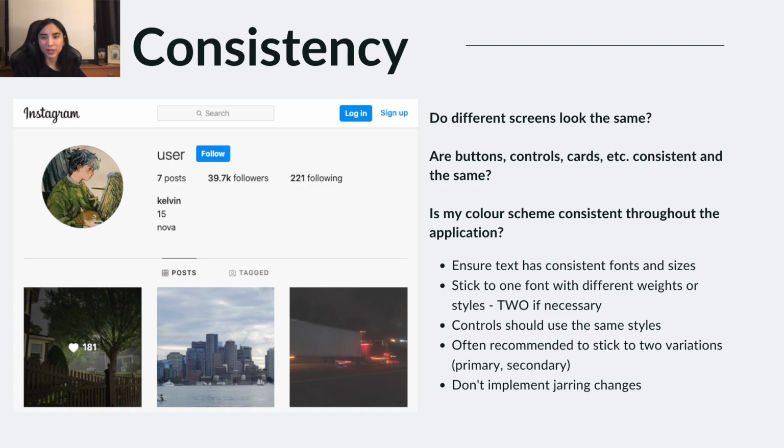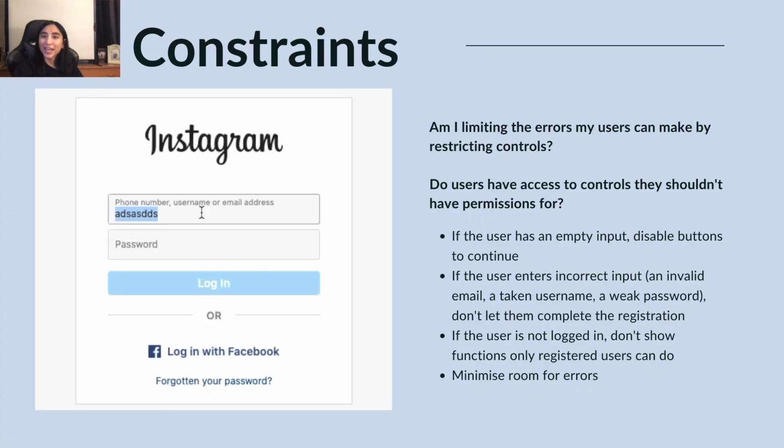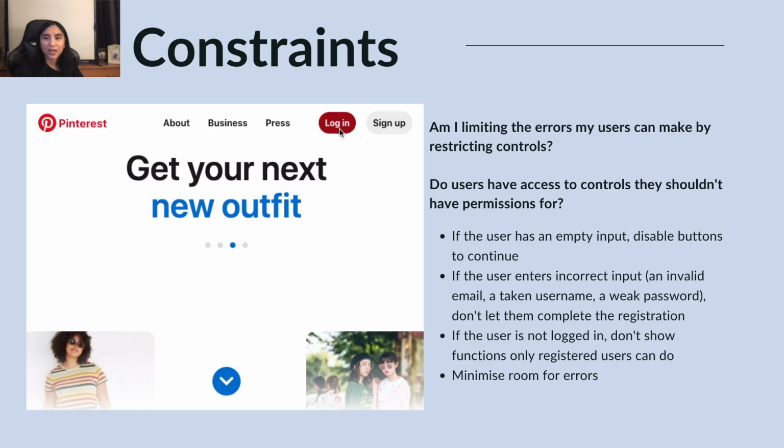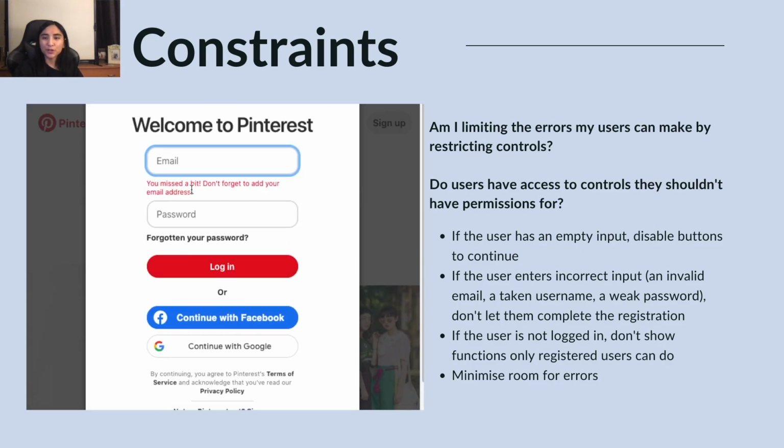And lastly, don't implement jarring changes. Implementing constraints helps prevent your users from making mistakes. Questions that you can ask are, am I limiting the errors my users can make by restricting controls? Do users have access to controls that they shouldn't have permissions for? Quick tips. So if the user hasn't entered any input yet, disable the buttons to continue registration. If the user is not logged in, don't show functions only registered users should have access to.